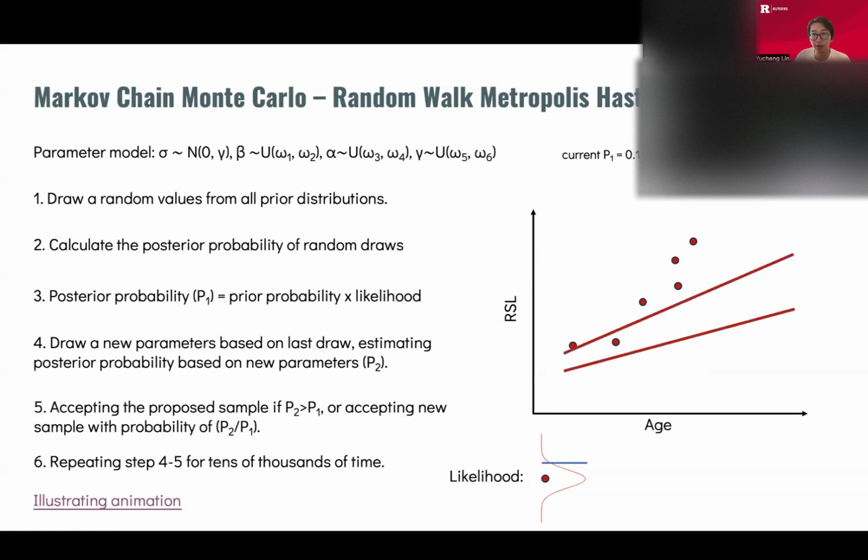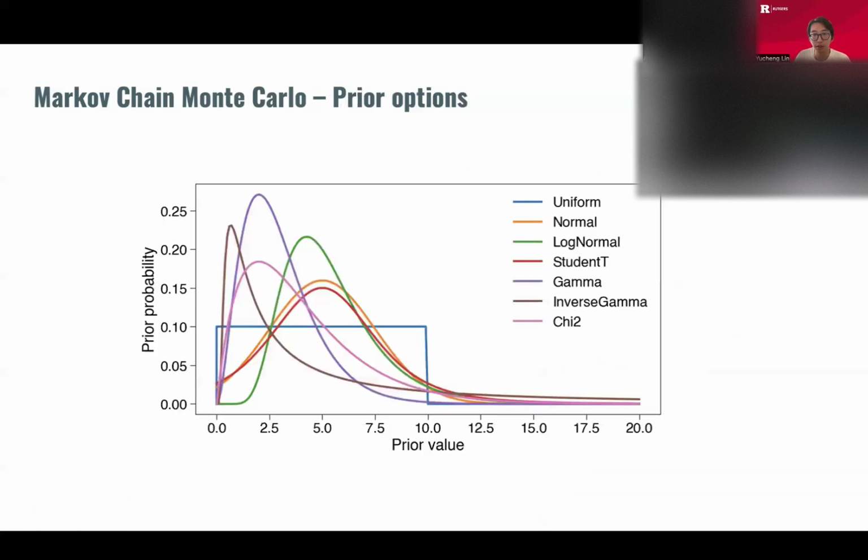Okay, so remember that we are using uniform prior, sorry, not uniform likelihood. We are using uniform prior for our hyperparameters, but actually you can use a whole lot of different ways to define your prior. So here's just to give you some examples.